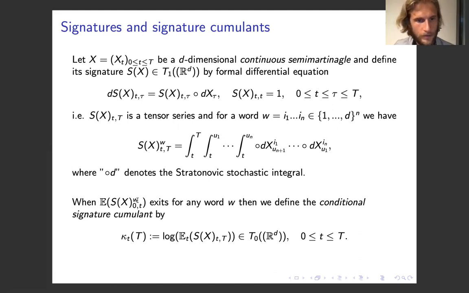If the components of the signature have finite expectation, then we define the conditional signature cumulant in this way: we take the signature on an interval from small t to capital T, we take the conditional expectation at small t, and we take the logarithm of it. And this defines the signature cumulant at small t with respect to capital T.